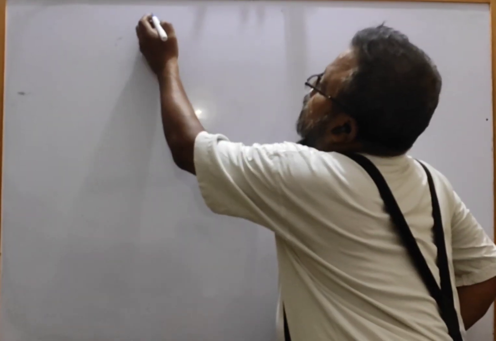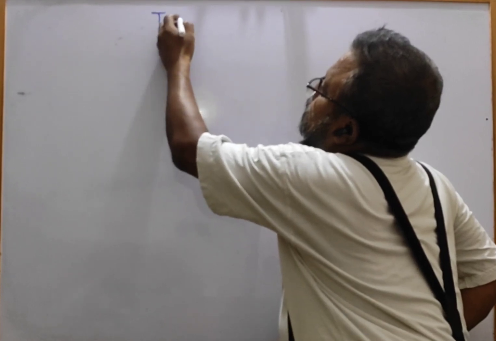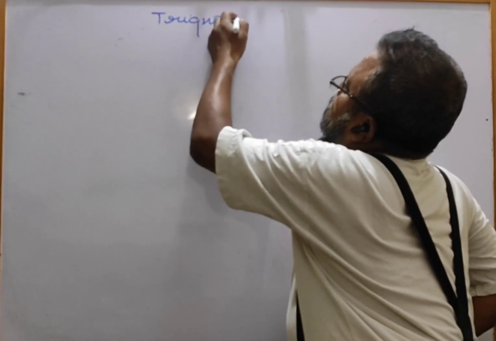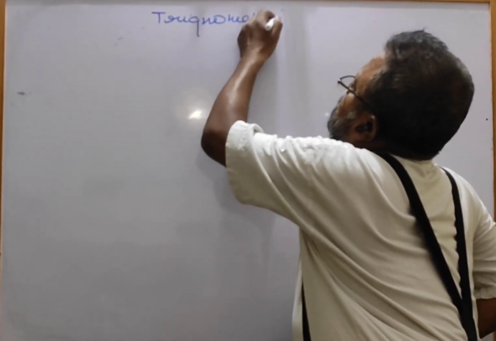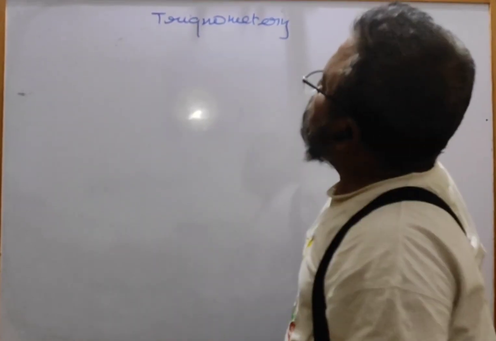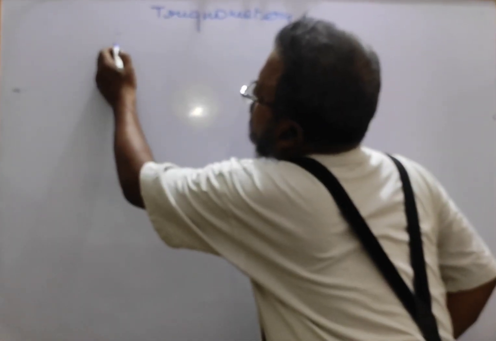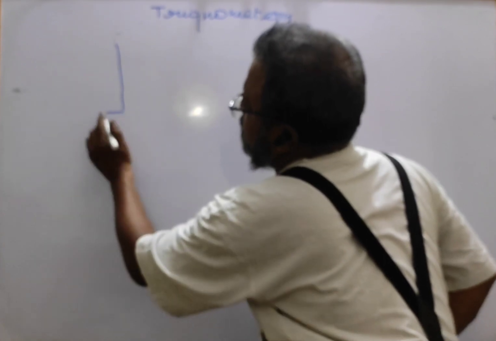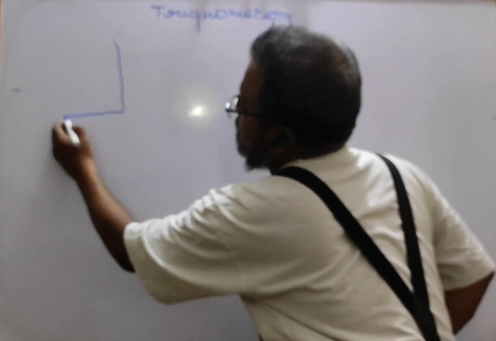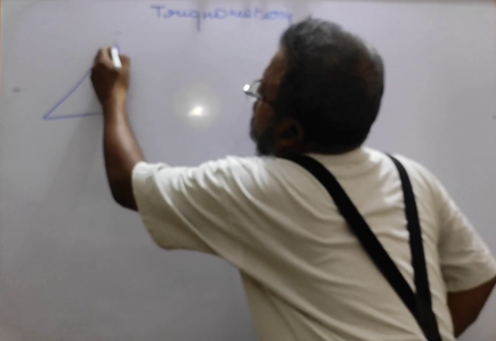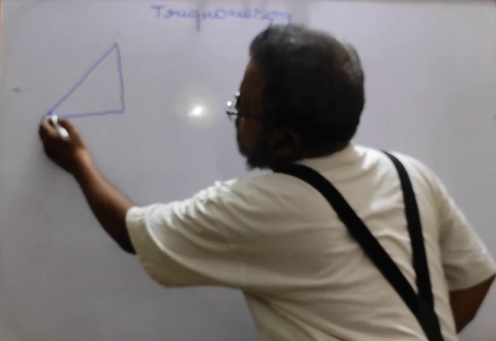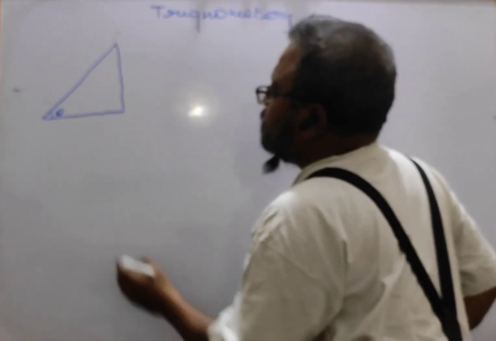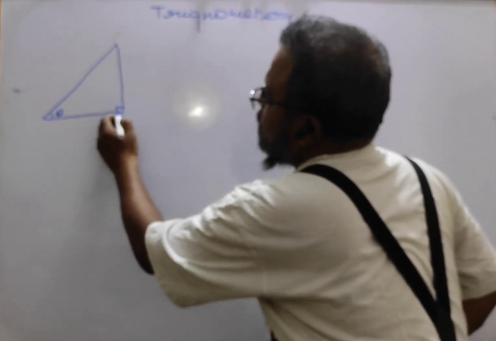We are going to start with trigonometry, right? So if this is a right angle triangle, right? This is theta, right? This is of 90 degree.